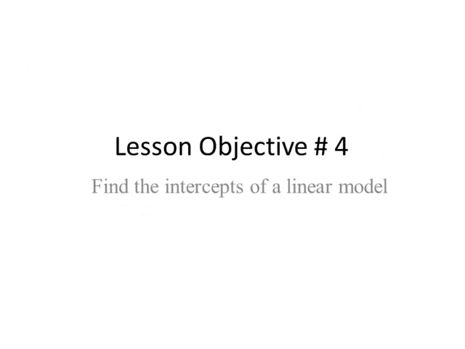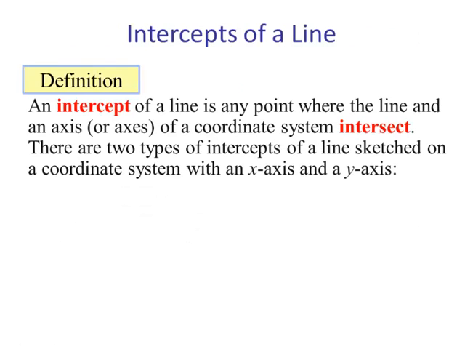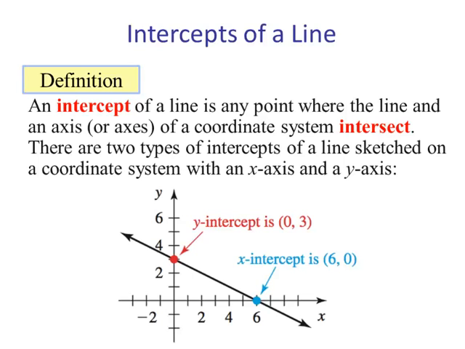Lesson objective number 4. Definition. An intercept of a line is any point where the line and the axis of a coordinate system intersect. There are two types of intercepts of a line sketched on a coordinate system, with an x-axis and a y-axis.